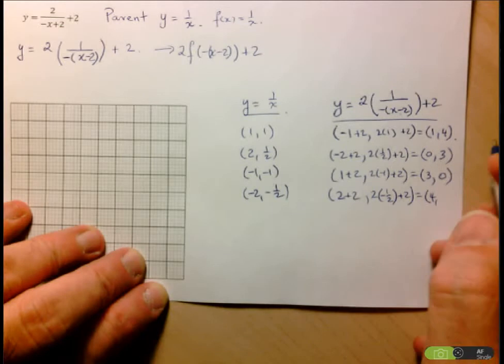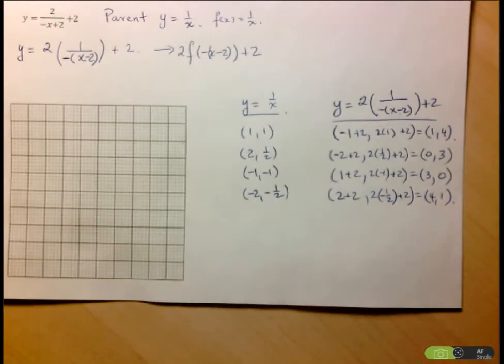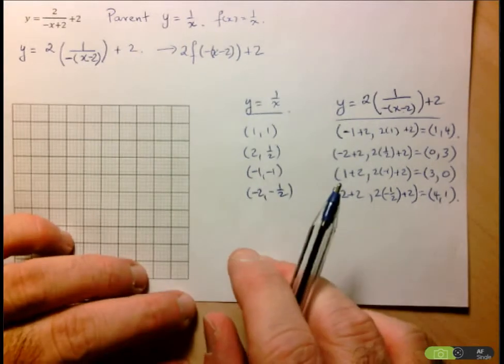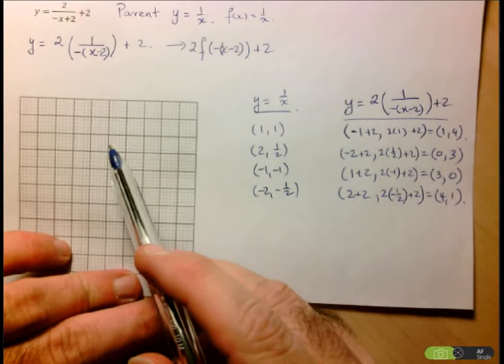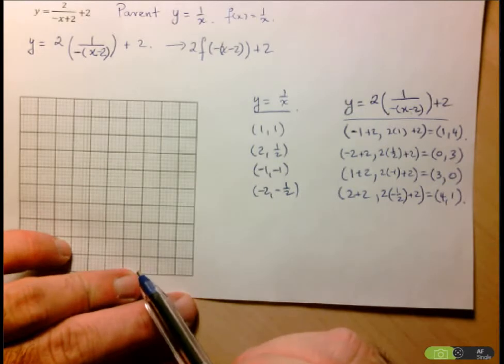Negative 1 plus 2 is positive 1. Okay, so there you have it. These are our transform points. So now we take a look at our values to try to determine where our axes should go.